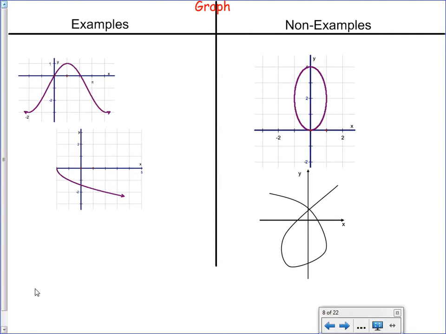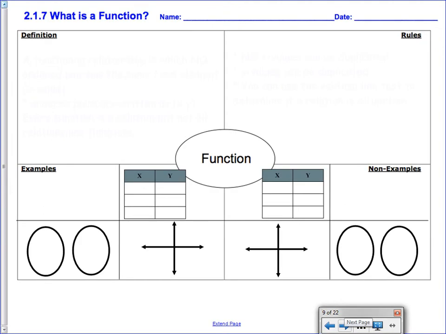So we're going to go to your note now, and we're going to fill this in. You don't have one. Okay, definition. So what is a function? You're going to want to write a little bit small.